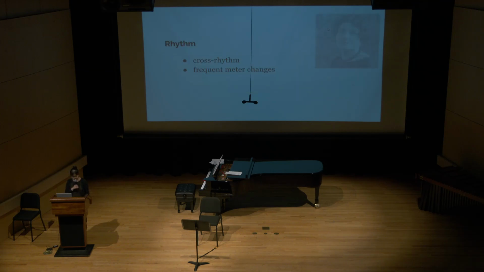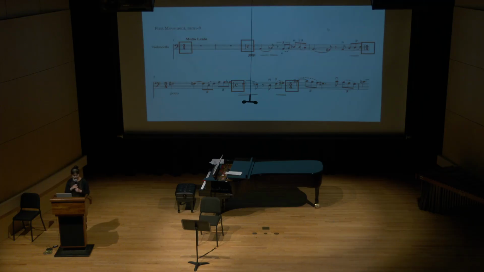Another significant feature of Clarke's music is her use of rhythm. She often uses cross rhythms, such as 2 against 3 and 3 against 4, and she also tends to change meters frequently. Okay, so as you can see in this opening passage, it's only 8 measures, but the music already changes the time signatures 4 times.